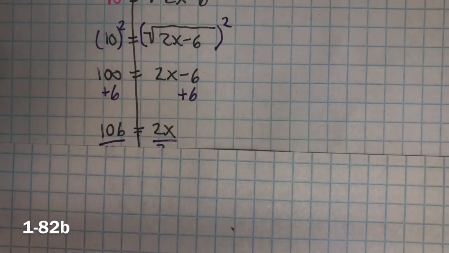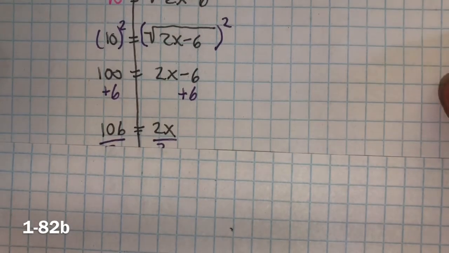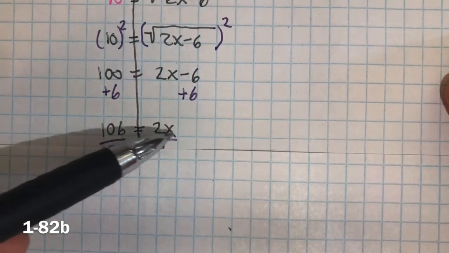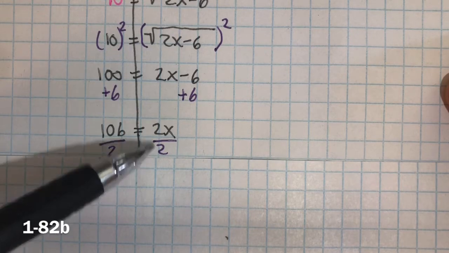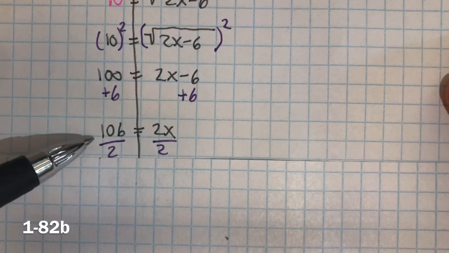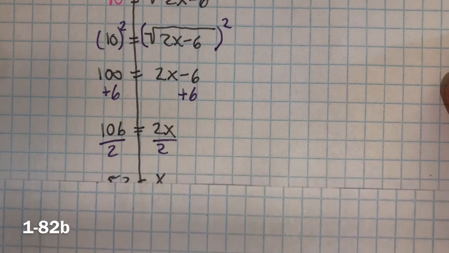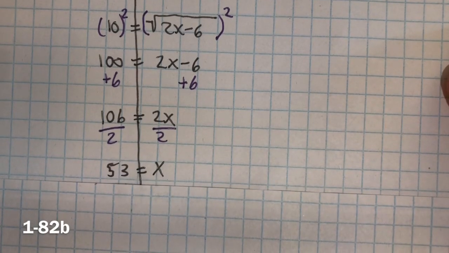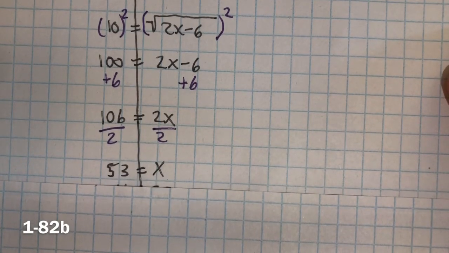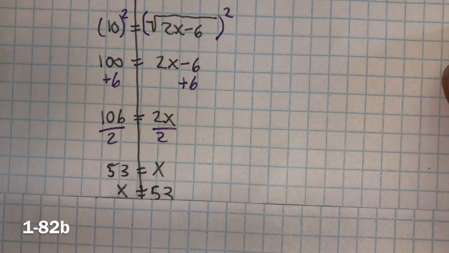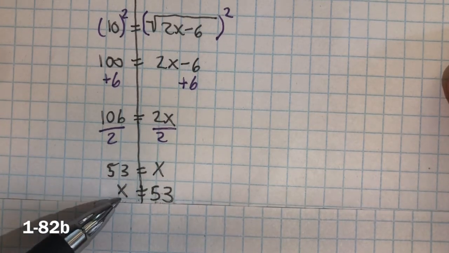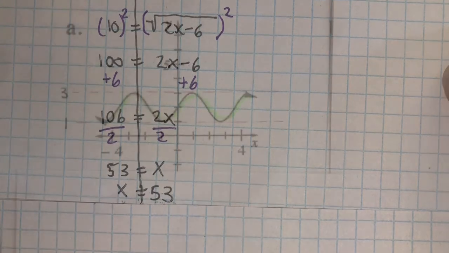And now we have multiplication, but the inverse is division. Created the giant 1. What you do to one side, you do to the other. 106 divided by 2 equals 53. And the proper way of writing it, because we're solving for the input, is x equals 53.